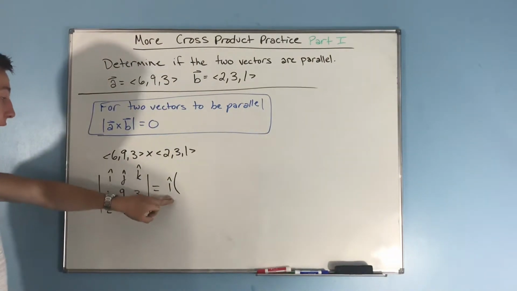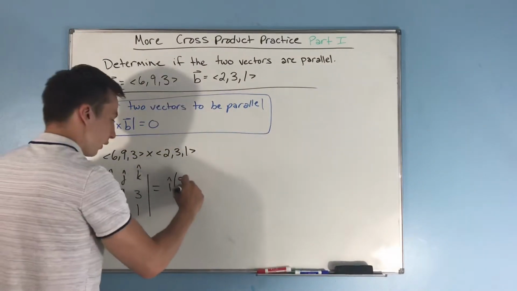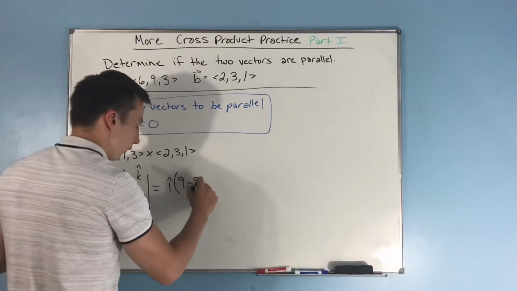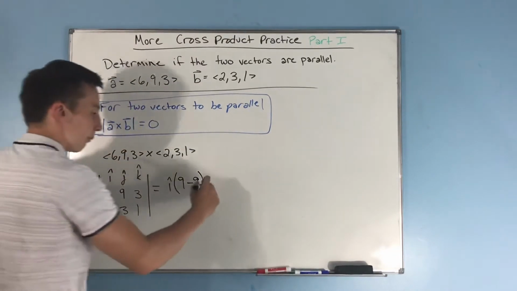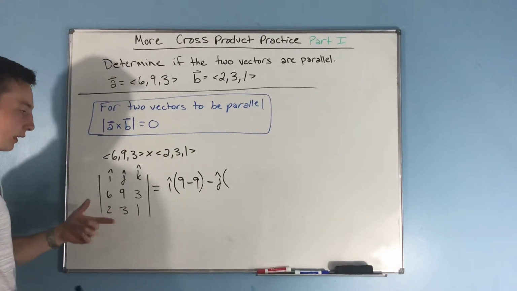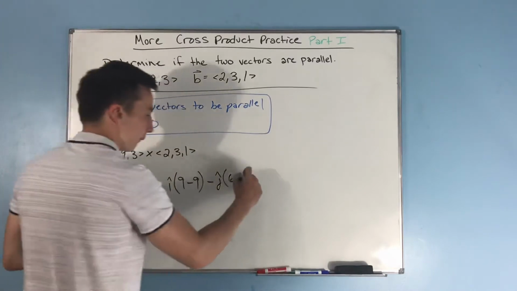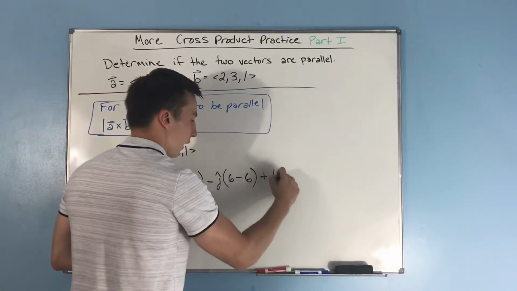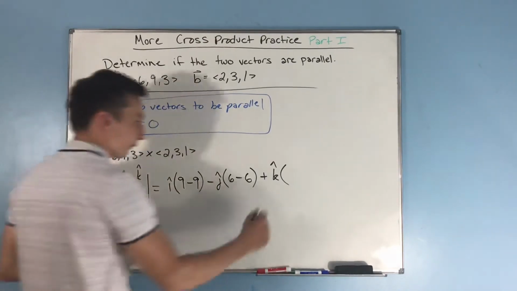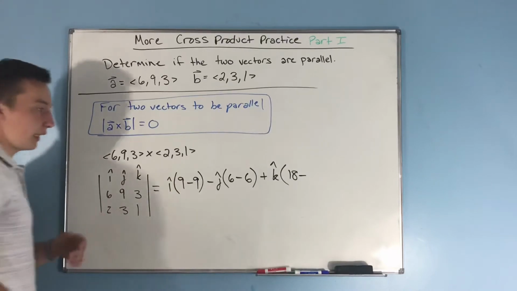And let's go ahead and start figuring out our determinant here. Now, we're going to have i hat times, we'll have a 9 times 1 is 9, minus 3 times 3, well, that's going to be 9 as well. Okay, then we have minus j hat times, we have a 6 times 1 is 6, minus 2 times 3 is 6. Then we have plus k hat times 6 times 3 is 18, minus 2 times 9 is 18.